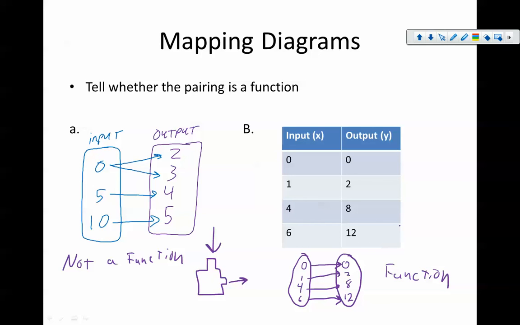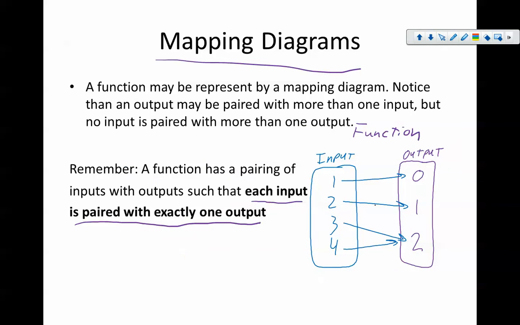Key thing on here, and where we make the most mistakes, is this part right here, right? An input with 2 outputs is bad. An output with 2 inputs, that's okay.